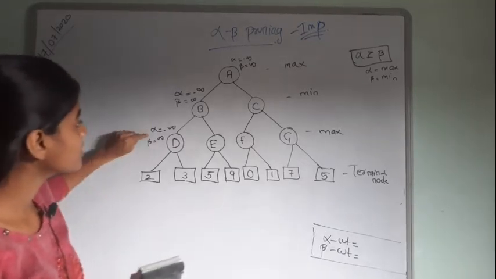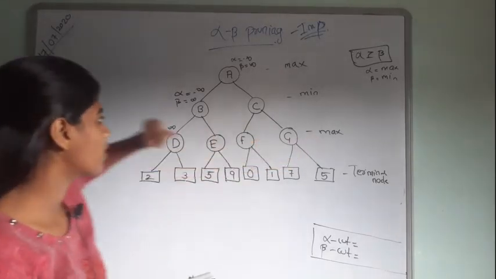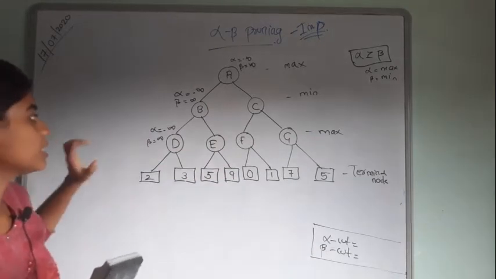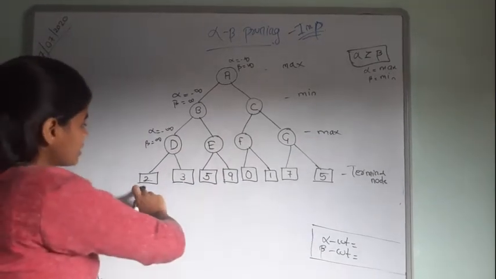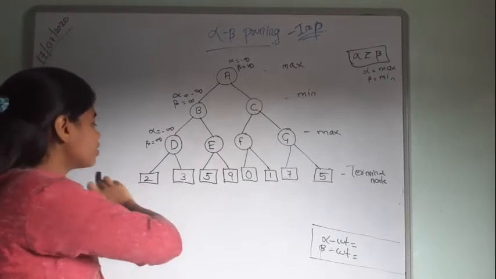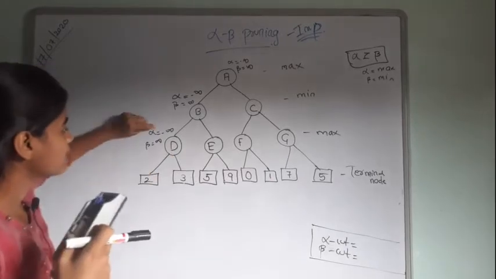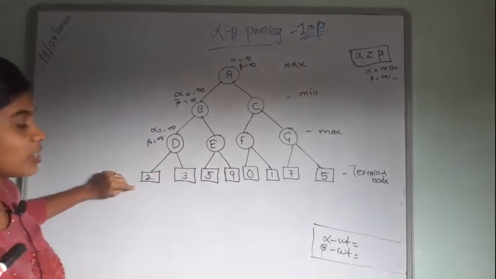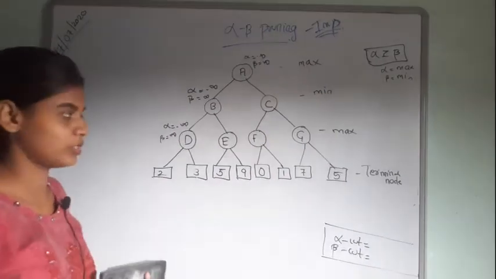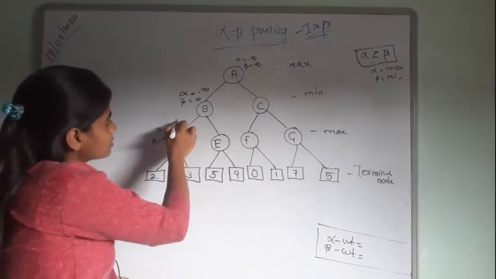So alpha here is getting a maximum. In this maximum layer only the alpha value will change, not the beta value. So your 2 and your 3 are there. First we will take the left direction, 2 is there. So we will take the 2 in the alpha. Between minus infinity and 2, 2 is the greater. So I will cut this minus infinity and put a 2 here.